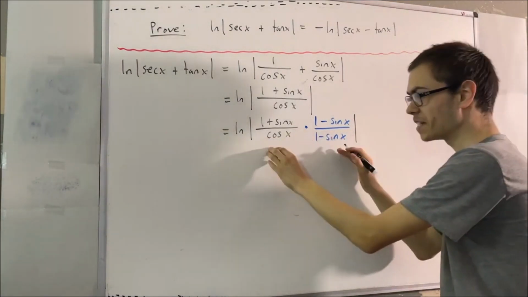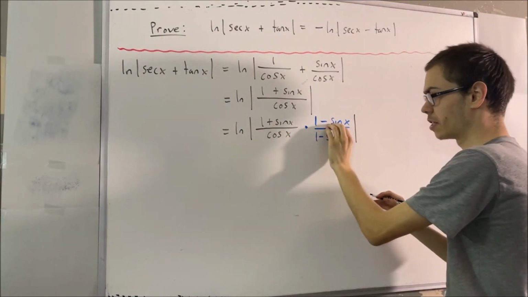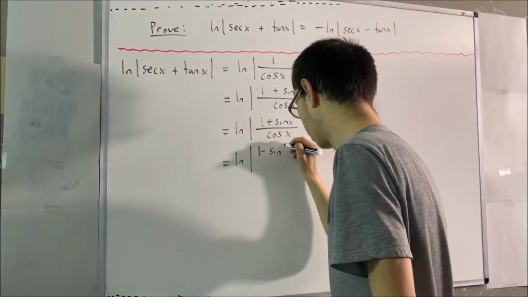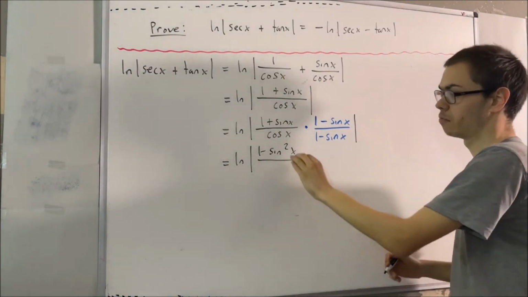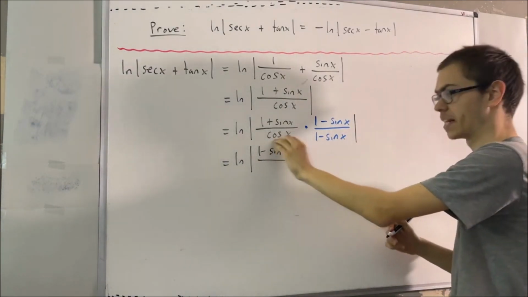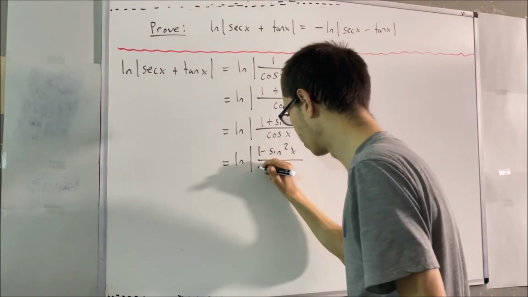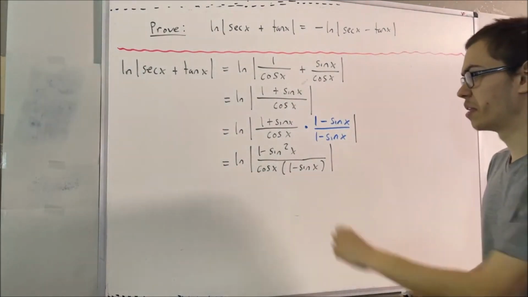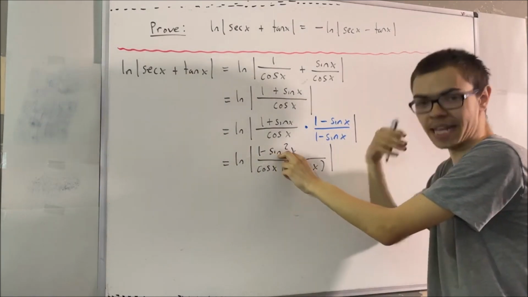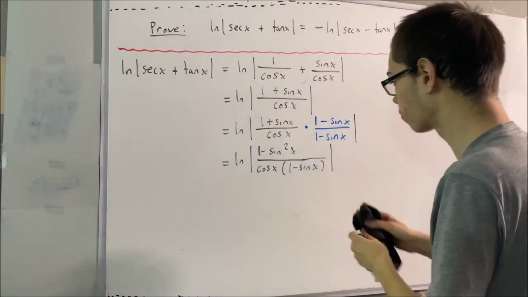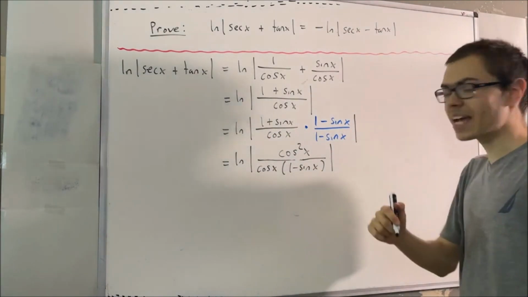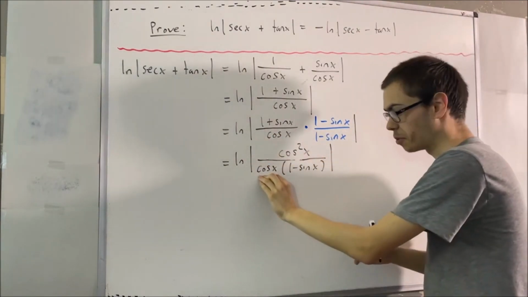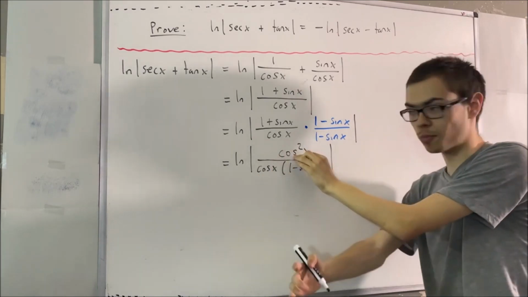And so now that we have this, if we multiply the numerators, we're going to get 1 minus sine squared x. And as for the denominator, well, we can keep this as it is: cosine x times 1 minus sine of x, just like this. Now, we also know that 1 minus sine squared x is cosine squared x. And if we do cosine squared x divided by cosine x, that leaves us with just cosine x in the numerator.